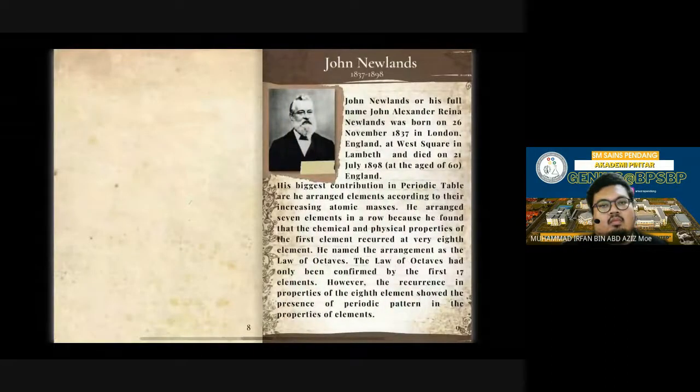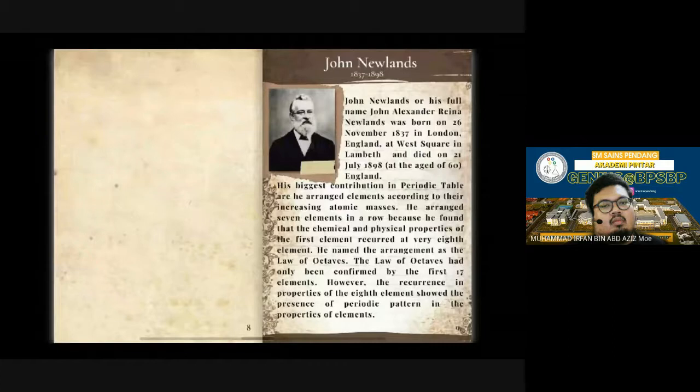The third scientist is John Newlands. John Newlands, or his full name John Alexander Reina Newlands, was born on 26 November 1837 in London, England, at Wick Square in Lambeth, and died on 21 July 1898 at the age of 60 in England. His biggest contribution to the periodic table is that he arranged elements according to their increasing atomic mass.